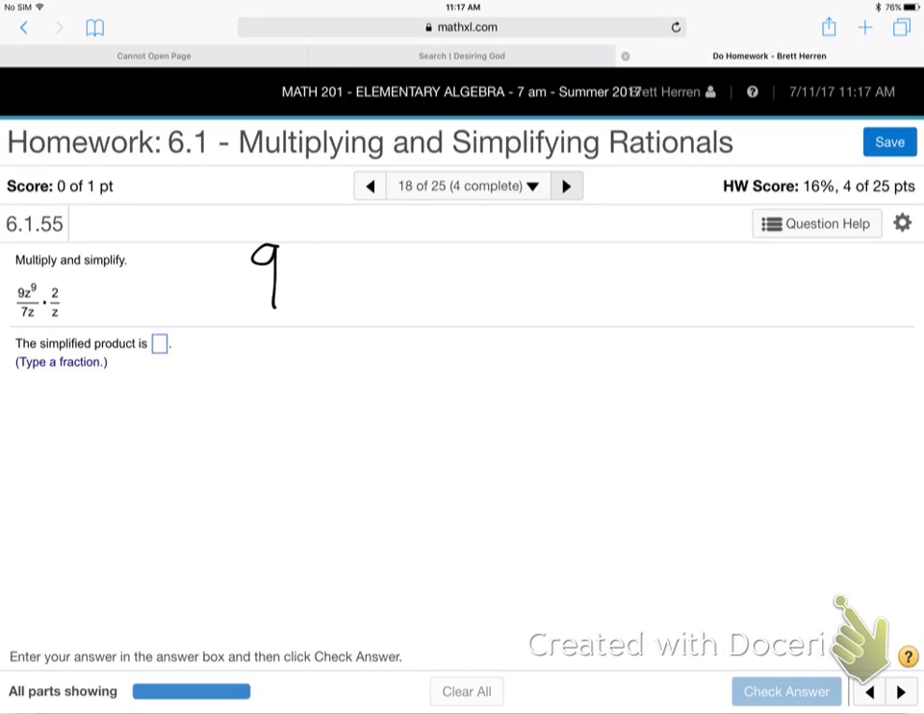Number 18. 9z to the 9th over 7z times 2 over z. All right, we're multiplying a couple fractions. So you guys know the rules, huh? What are the rules when you're multiplying two fractions? Common denominator? Well, that'd be for adding, subtracting. Yeah, we'll do some of that today. When you add or subtract two fractions, you need to make a common denominator, huh? But if you times them, you can just cross-cancel, huh?